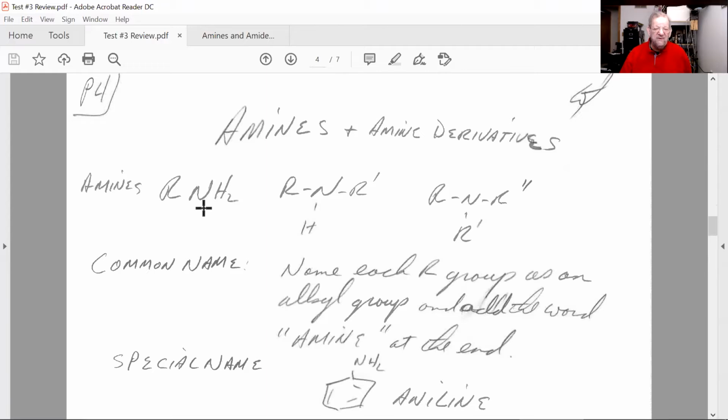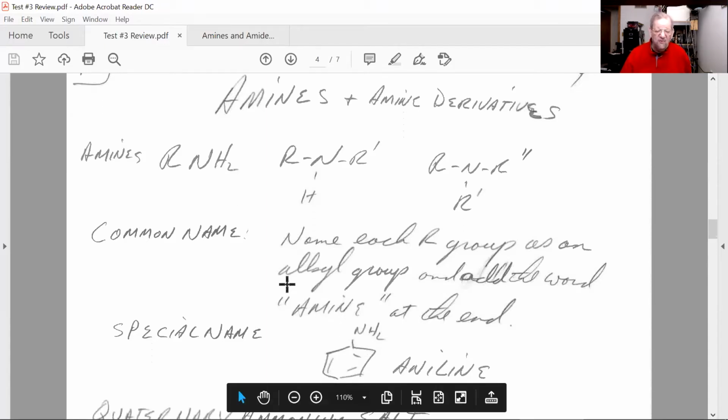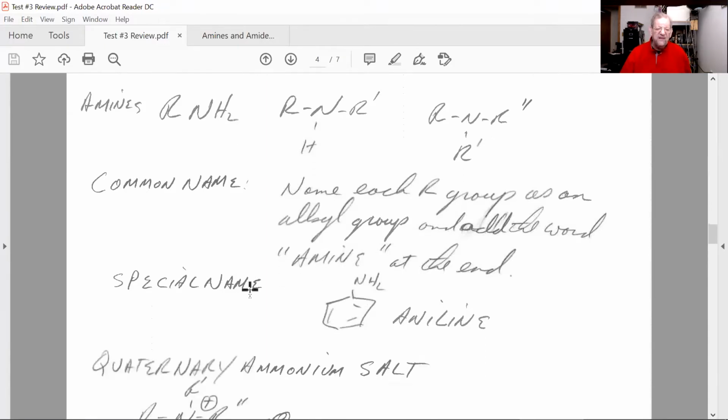Now, amines are where you replace the hydrogen on ammonia with R groups. And you have primary, secondary, tertiary amine, which I'll never ask on a test. Now, common names are used, so I didn't teach you that. Name each R group on the nitrogen as an alkyl group, and then add the word amine at the end. Now, there's one special amine you should know, and that's aniline. Aniline is where R in a primary amine is a benzene ring. This is one of those cases where, once again, IUPAC said, we're not going to change them. Let's just use the common name as the IUPAC name.